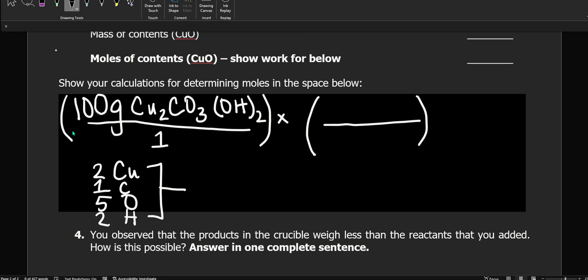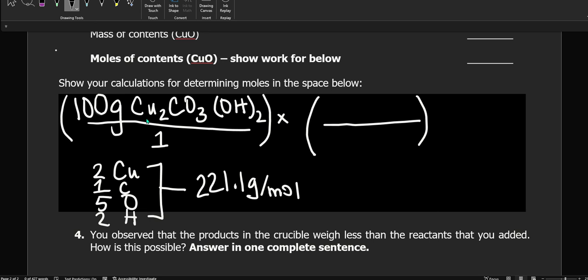But you would just determine the molar mass, multiply the number of atoms times its mass, and then add everything up of all the different atoms in this compound. So, got the mass, did all of that. The molar mass is 221.1 grams per mole. So how are we going to set that up? We want the grams to cancel out.